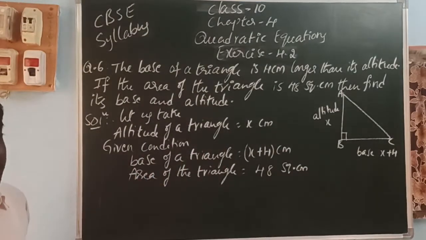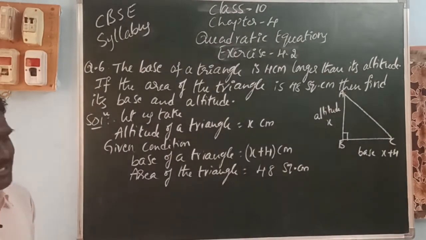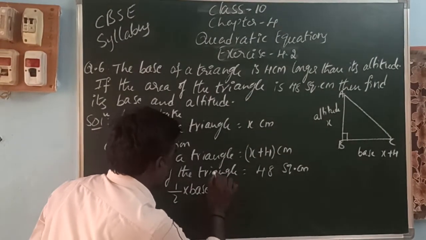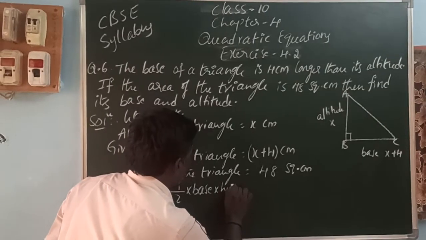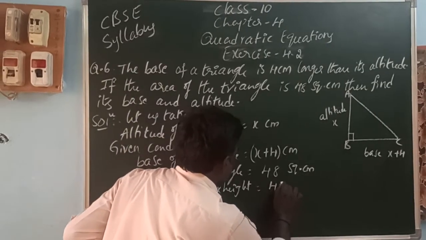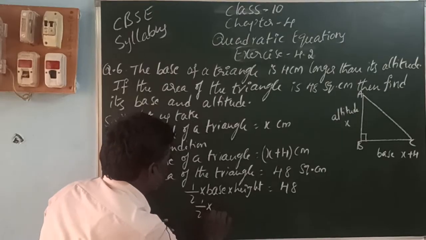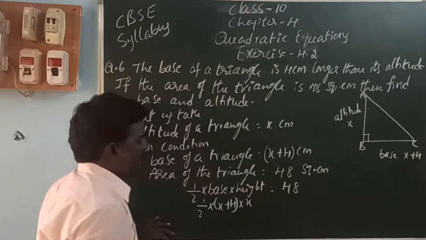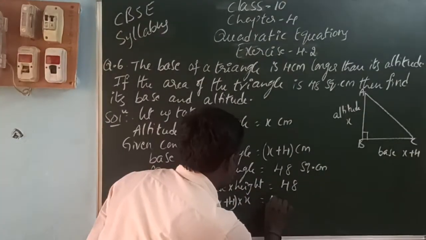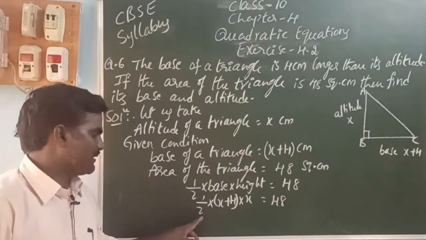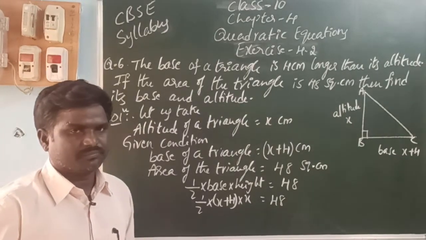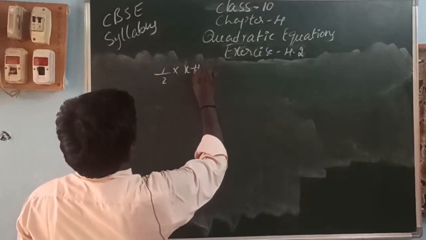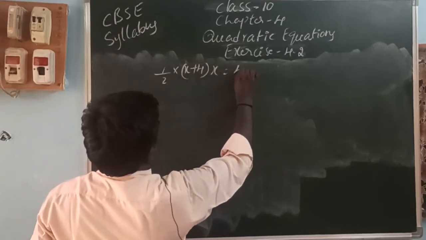So the area of the triangle formula is what? Half into base into height. So that is half into base into altitude or height, both are the same, is equal to 48. So here half into base, how much? x plus 4. Height, how much? x. Height or altitude, how much? x is equal to 48. Here the 2 divide is moving to the right side as multiply. So 1 by 2 into x plus 4 into x is equal to 48.